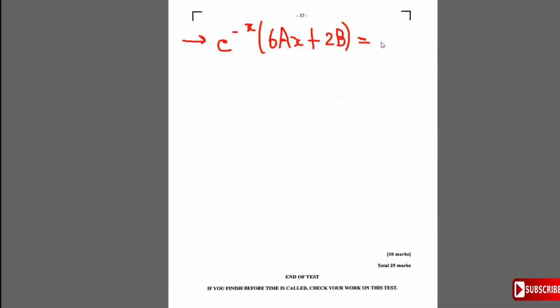So we can use this now to solve for a and b. Using this to solve for a and b, this is really saying 6ax e to the minus x plus 2b e to the minus x. That's equal to x e to the minus x.